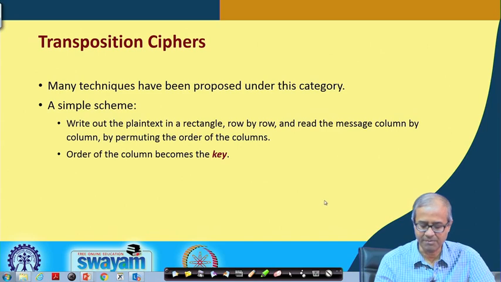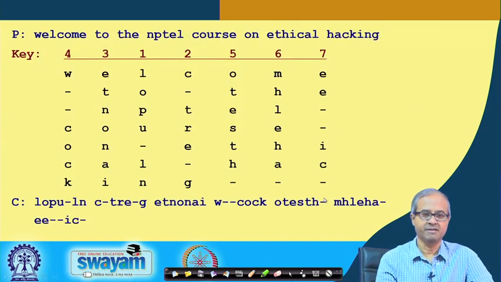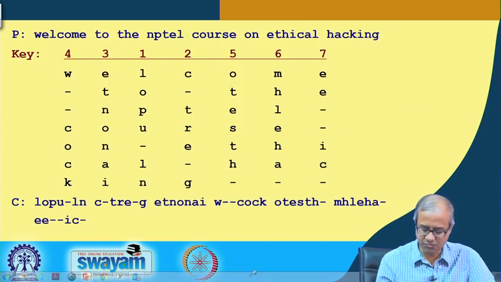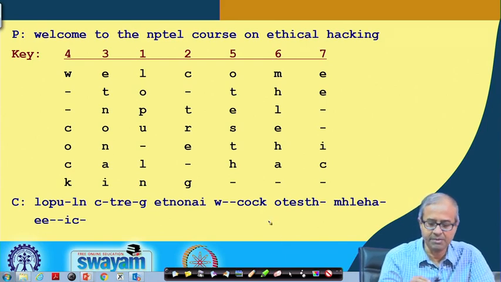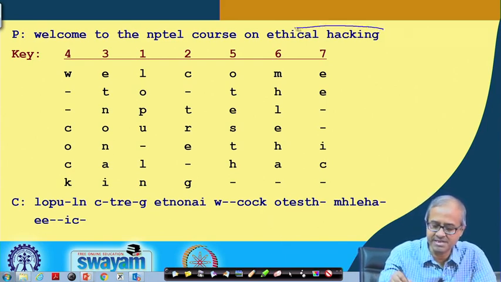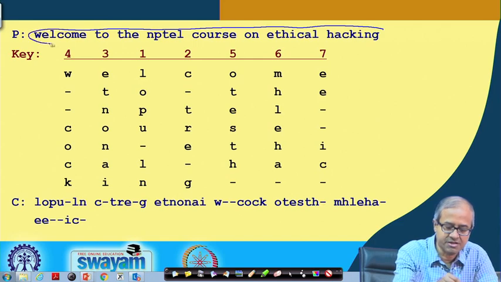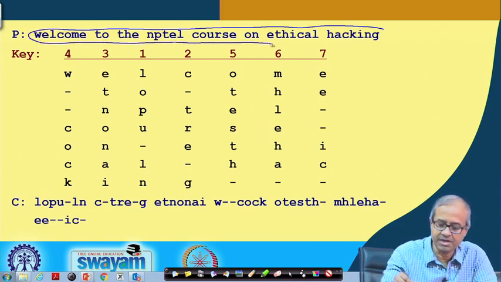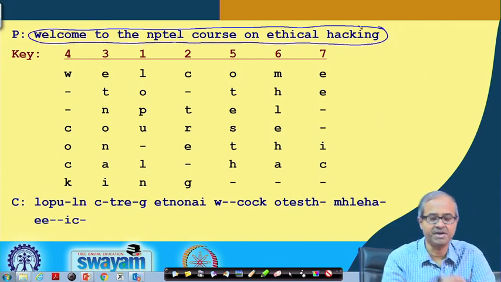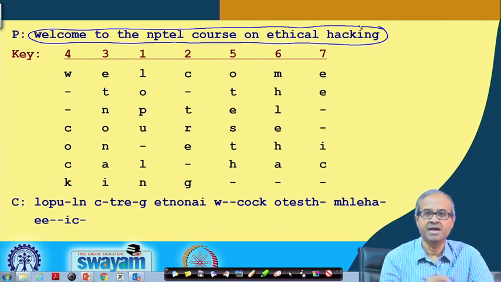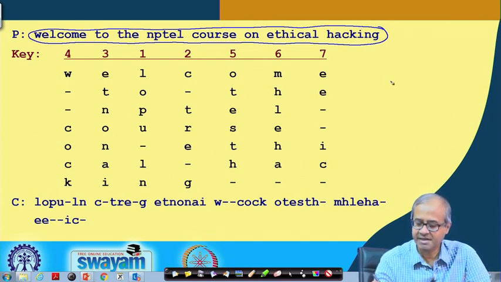Let us take an example. Fine. So, here I have worked out an example where my plain text is something like this. Welcome to the NPTEL course on ethical hacking. This is my plain text, let us say. And I have decided that I will be using 7 columns.